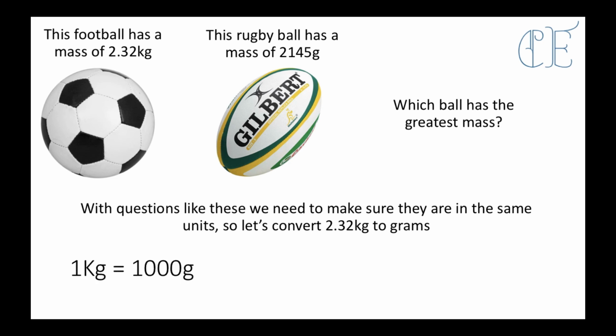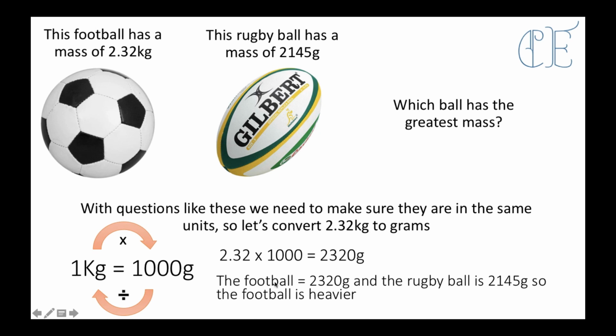So using our conversion factor of 1 kilogram is 1,000 grams, and I'll put in my arrows, I'm going to convert this one. So I'm in kg, and to get to grams I need to times by 1,000. So 2.32 times 1,000 is 2,320 grams. The football is equivalent to 2,320 grams, and the rugby ball is 2,145 grams. So the football is heavier, it has the biggest mass.